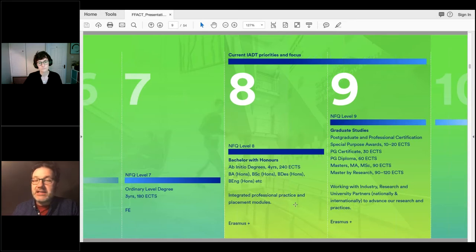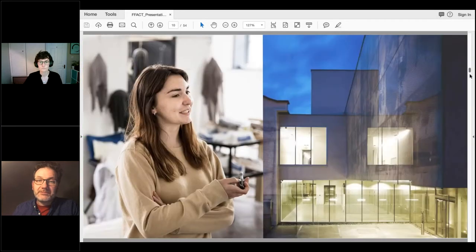So they're the equivalent of anything anywhere in the country, if not the world. And a lot of our postgraduate studies then would be at level 9, so master's programmes and stuff like that. So a broad range of programmes. There you can see the National Film School from the outside, which is always an impressive building.